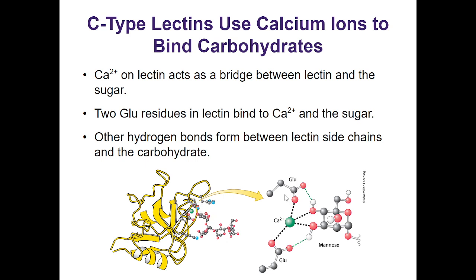Fantastic. The other hydrogen bonds will form between the lectin side chains and the carbohydrate. And so right here, we actually see the calcium binding the mannose at the oxygens, and then the hydrogens are going to hydrogen bond to the Glu other oxygen right there. Okay. Can everybody see that okay? Fantastic.